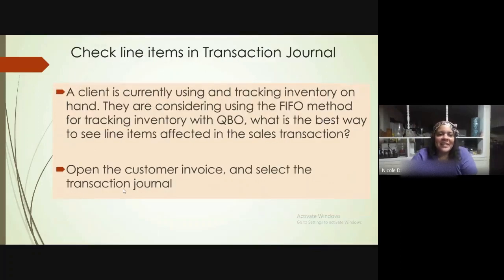Okay. Here's another question. A client is currently using and tracking inventory on hand. They're considering using the FIFO method for tracking inventory with QBO. What is the best way to see line items affected in the sales transaction? So you want to see what accounts are actually affected, especially with FIFO. Remember I was saying you have products that are $10 and you have products that are $10.50. You want to see the layers of those accounts in your journal entry. So how would you do that? You would open the customer invoice and then go to the bottom and select the transaction journal.